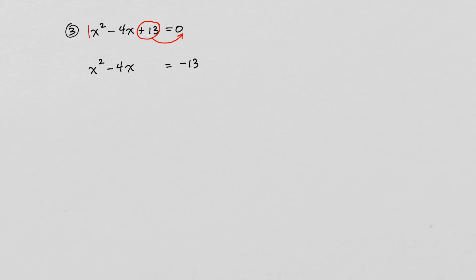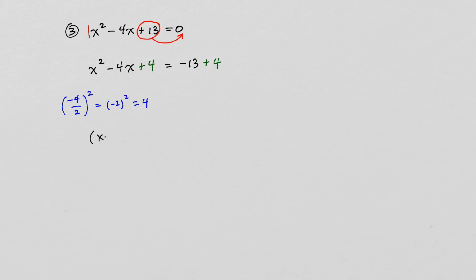And one thing that you might have noticed when I do this is when I move this number over, I leave a space here because I need to complete the square. So to complete the square, we take the middle number, divide it by 2, and square it. And this gives us negative 2 squared, which is 4. And so next we're going to add 4 to both sides.